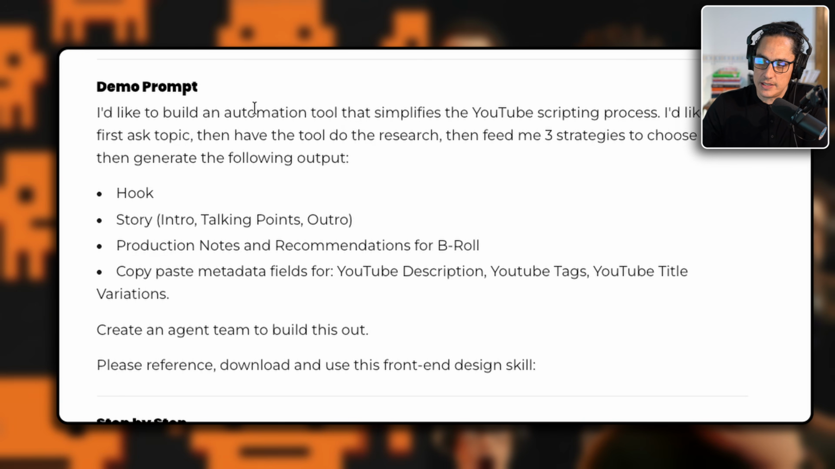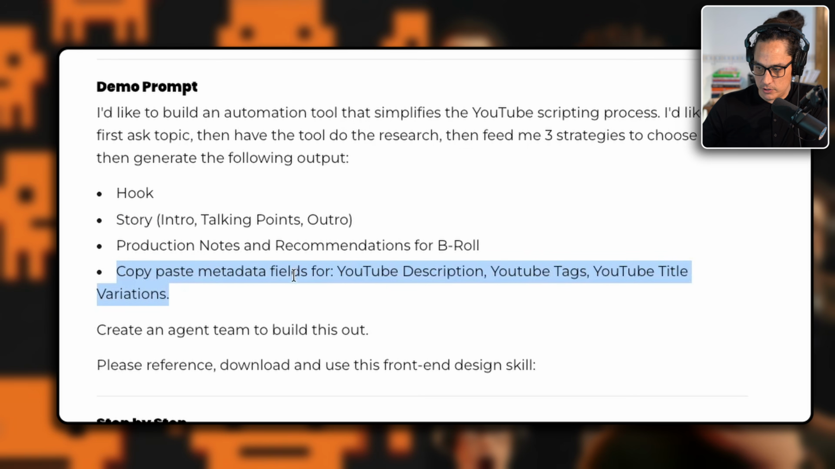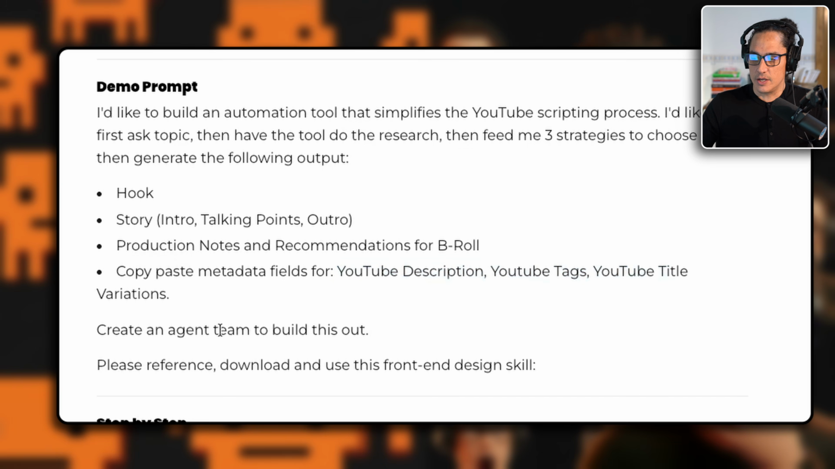Here's the demo prompt. I'd like to build an automation tool that simplifies the YouTube scripting process. I'd like it to first ask topic, then have the tool do the research, then feed me 3 strategies to choose from, then generate the following output: hook, story with an intro, talking points, and outro, production notes and recommendations for B-roll, copy-paste metadata fields for YouTube description, YouTube tags, and YouTube title variations. This is critical. Create an agent team to build this out. If you don't say this in your prompt, it will not spin up a team of agents for you.